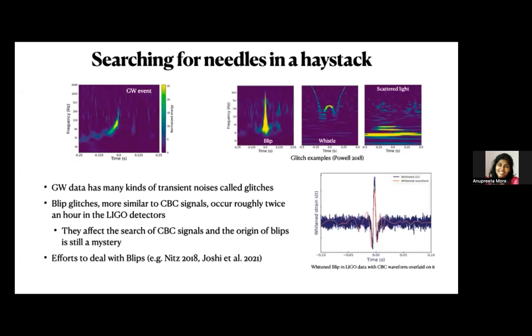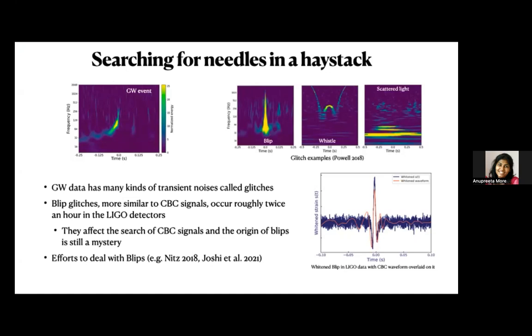So let me show it here with a time series plot. The underlying blue points that you're seeing here are coming from a blip, and what is overplotted here in red is a CBC signal. In this particular example, you can see that there's much more similarity between a blip glitch and a CBC signal. So these glitches, especially the blip glitches, affect our detection efficiency of the CBC signals.